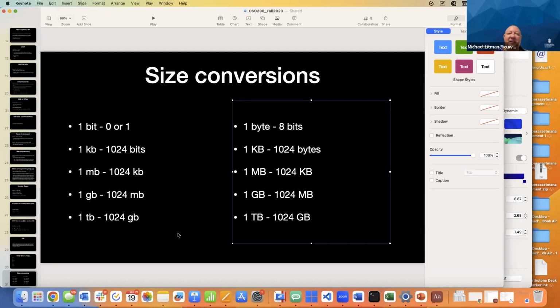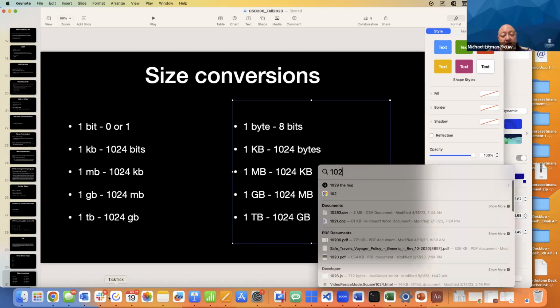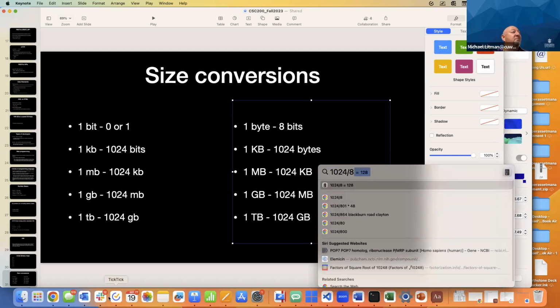Okay, gigabit is not 1,024 megabytes. It's 128 megabytes. There's your conversion. To jump between columns, it's a scalar of 8. So if I want to go from bits over to bytes, I've got to divide by 8. So gigabit is 1,024 megabits, divided by 8 is 128 megabytes.